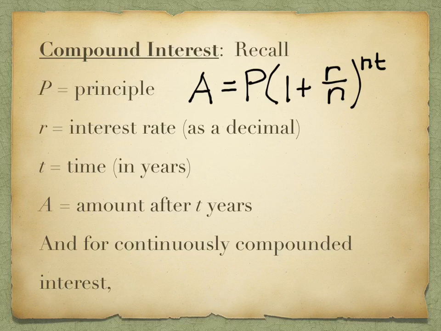Your time, T, is always given in years. So if somebody tells you something about 18 months, you don't put 18 in. What would you put in? 1.5, because 18 months is the same as 1.5 years.